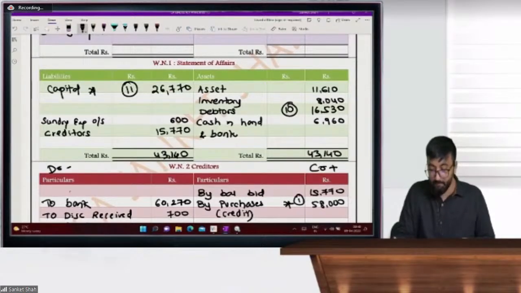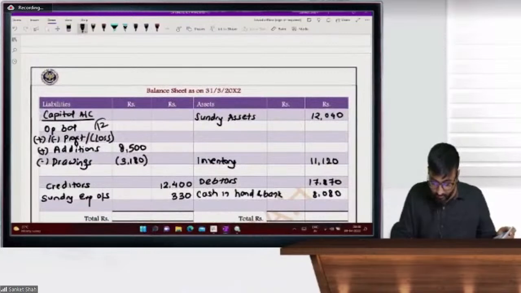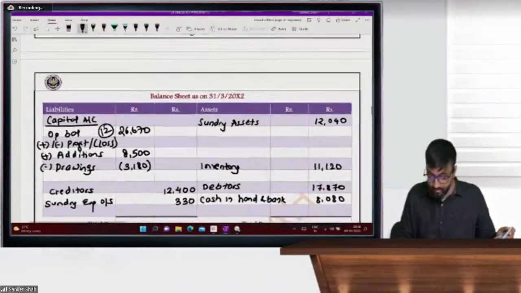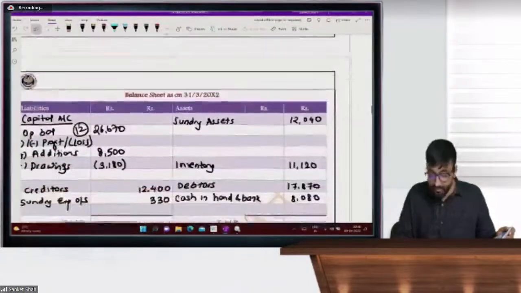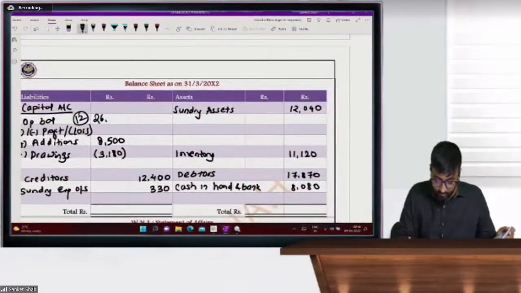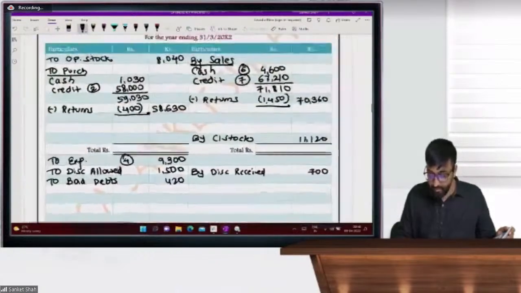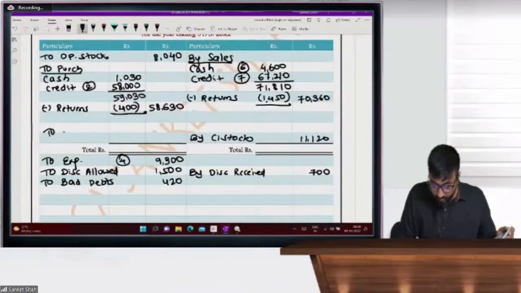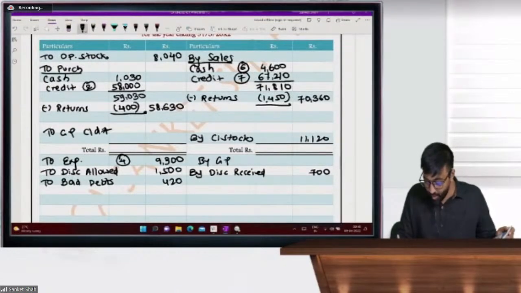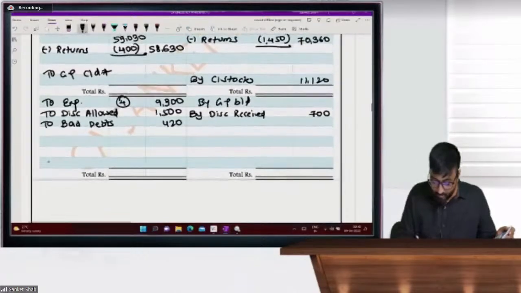26,770. And now 12 number you will write over here. 26,770, sorry. बराबर छे. And now calculate GP. GP carried down. Now simple. By GP brought down to net profit carried down.